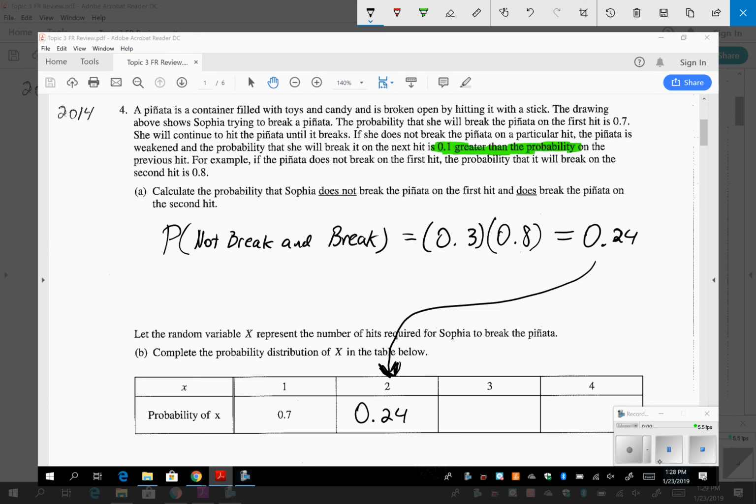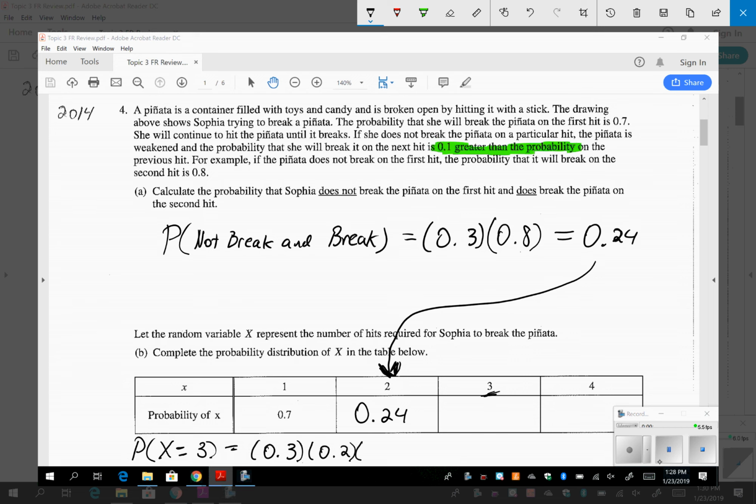Now, to fill in the rest of the table, Eduardo made a tree diagram. I didn't do a tree diagram, but you absolutely can. What I first thought was, if it's going to be not break, and break, then I'm going to have that it breaks on the third one. So I'm calculating the third. I have 0.3. 80% likely it breaks on the second one. So what is not breaking on the second one? 0.2. See how that's decreasing by 0.1?